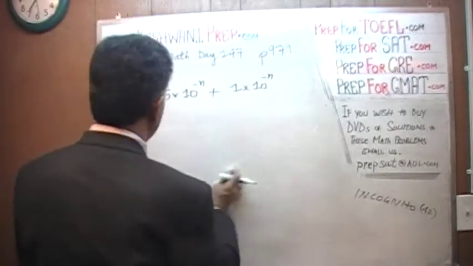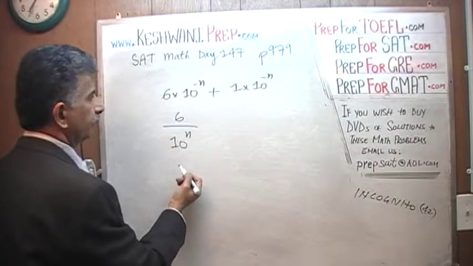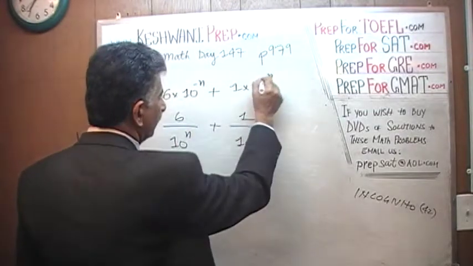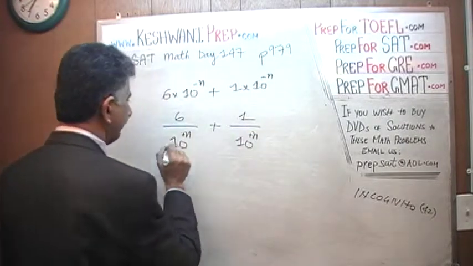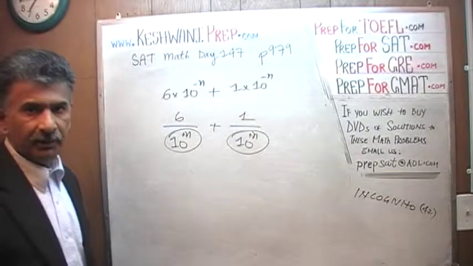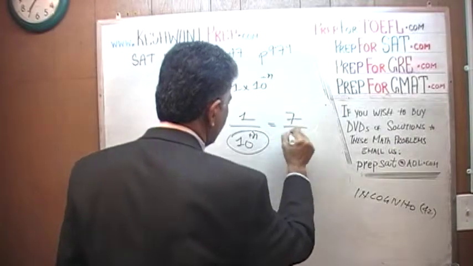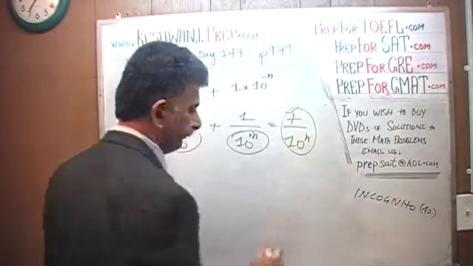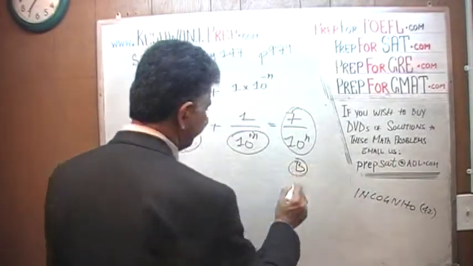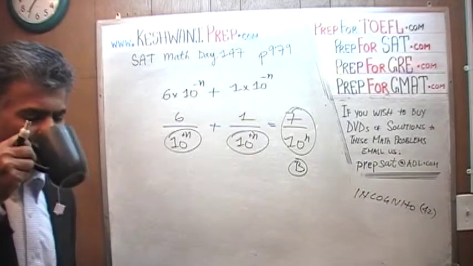So here, the first quantity is simply 6 over 10 raised to n. And the second quantity is 1 over 10 raised to n. This negative n becomes positive n, you see? And now since they have the same denominator, we can just add them up. We can add up the numerators. So it's simply 7 over 10 raised to n. And that's our answer choice B. That's all there is. Let's go on to the next one, number 8.